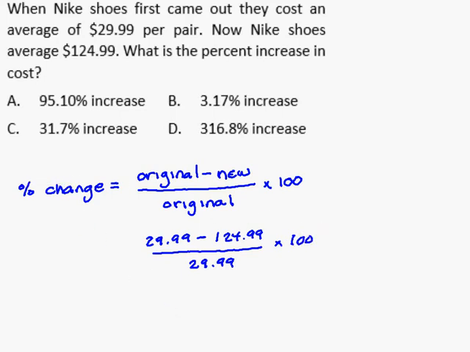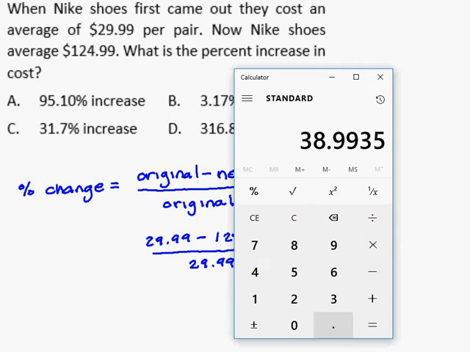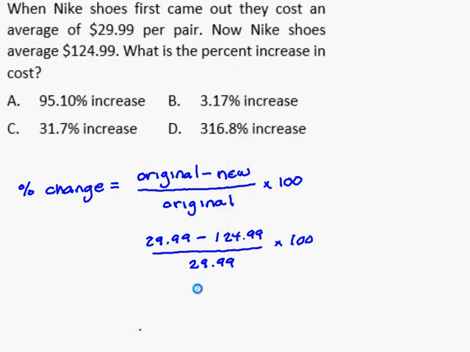So let me break out my trusty calculator and figure out what $29.99 minus $124.99 comes out to be. So that's exactly $95. It gets divided by $29.99, and then it gets multiplied by 100.